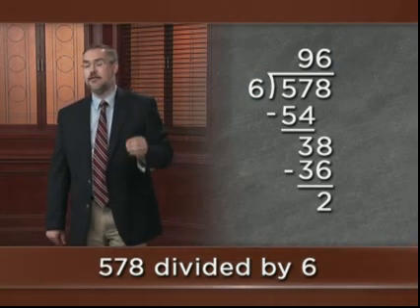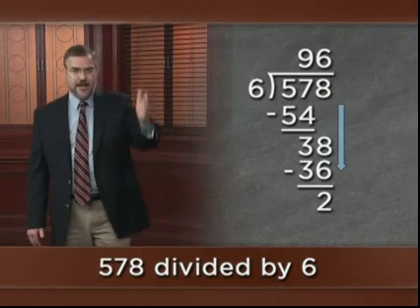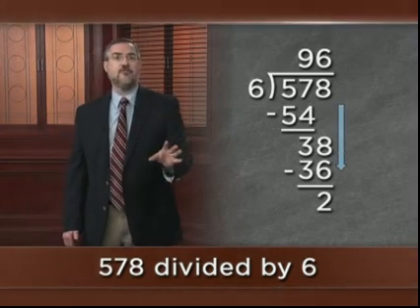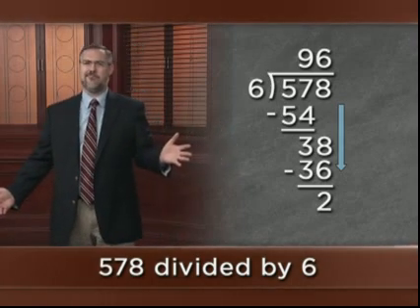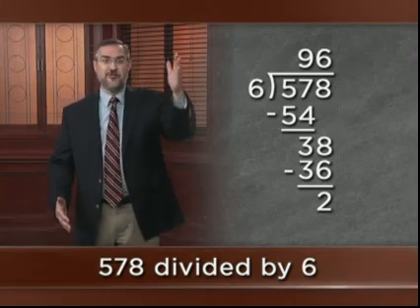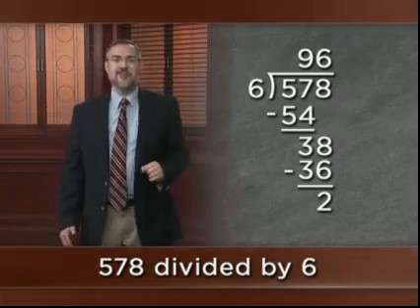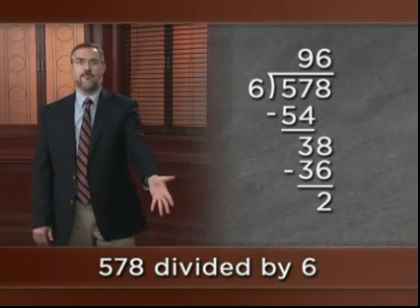Now, the next thing I would do, if you think about it for a moment, would be to drop down the next digit in the dividend that I haven't used yet. That's what we've been doing through all these problems. Except we have a problem here because I don't have any more digits to use. I used all of the digits in the original dividend. So what do I do? I mean, there's a 2 at the bottom of my work.